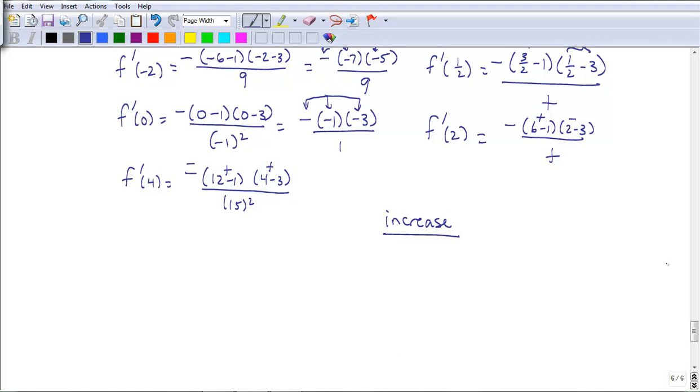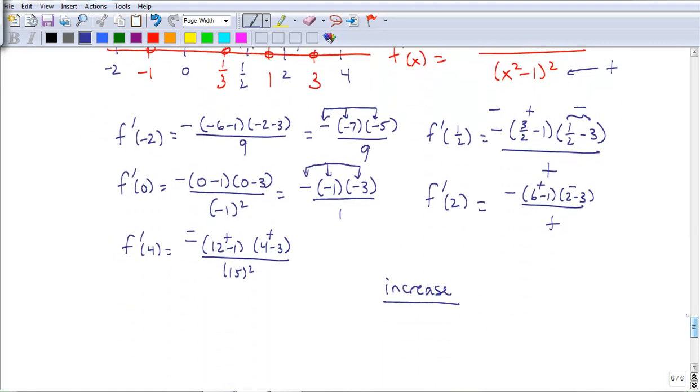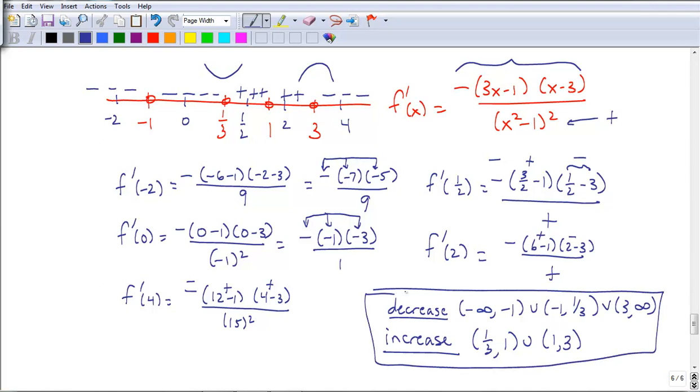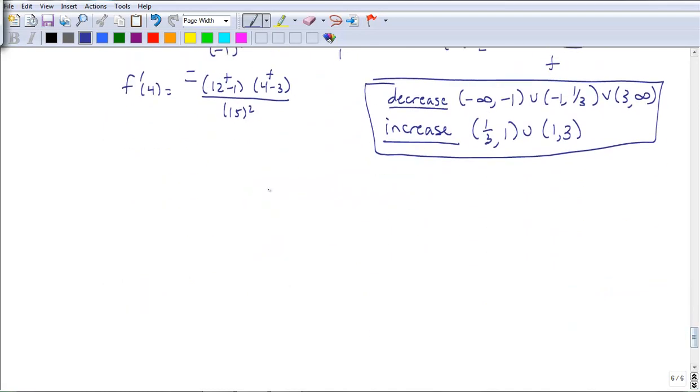Increases, we can see from the plus and minuses, from 1/3 to 1, and from 1 to 3. And we know where it decreases. It decreases from negative infinity to negative 1, and from negative 1 to 1/3, and from 3 to infinity. And so now we can start to draw a picture of this thing.